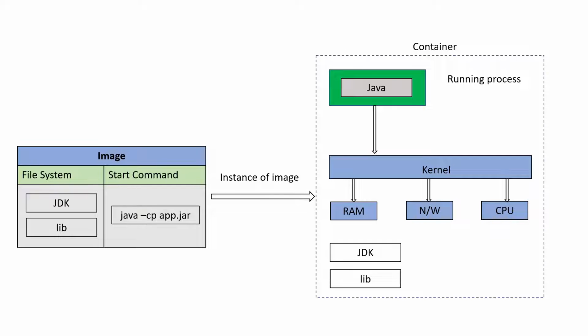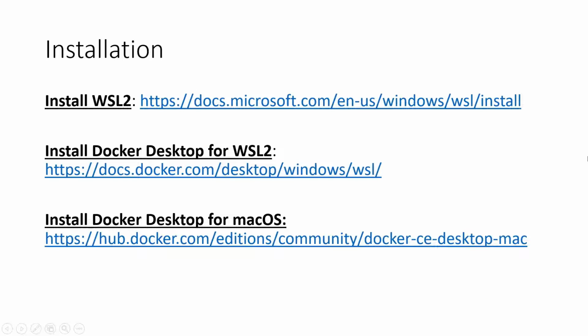Note that the container would be running as long as the process running within the container is running. The moment the process exits, the container would die. Moving on to installation, we can install Docker Desktop to run the Docker commands to play with the images and the containers. As you see here, there are links to install Docker Desktop depending on whether you are on Windows or Mac OS. I have included these links in the description of the video.